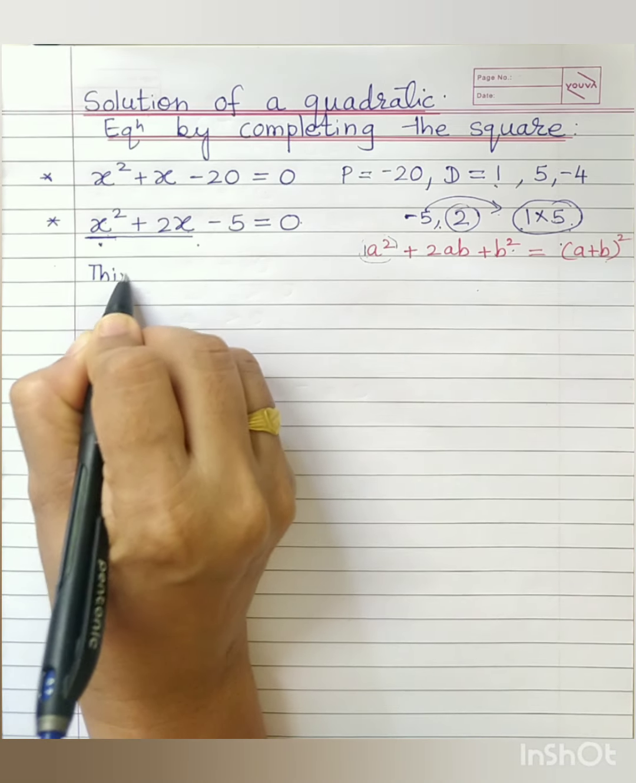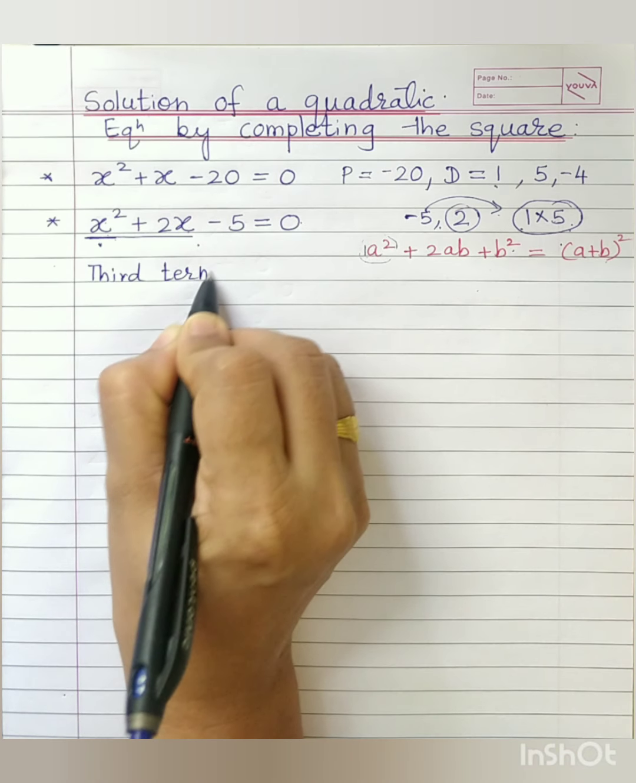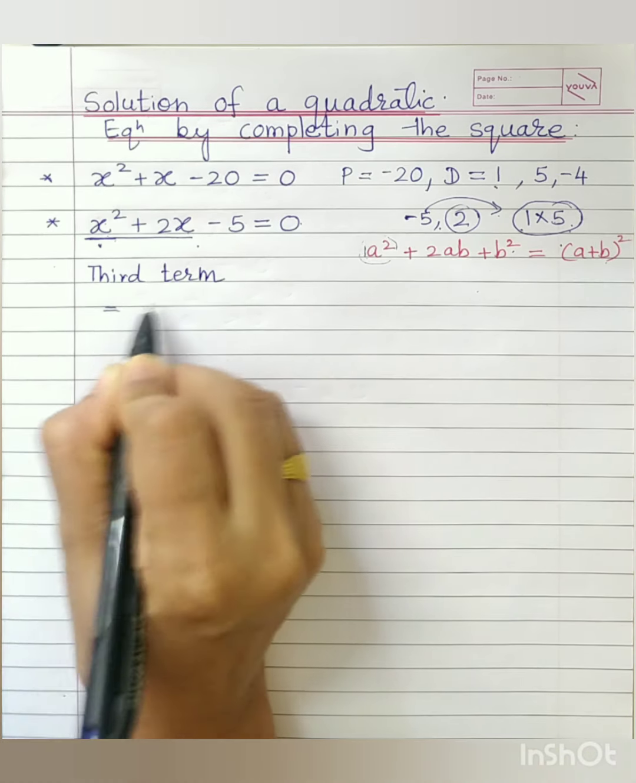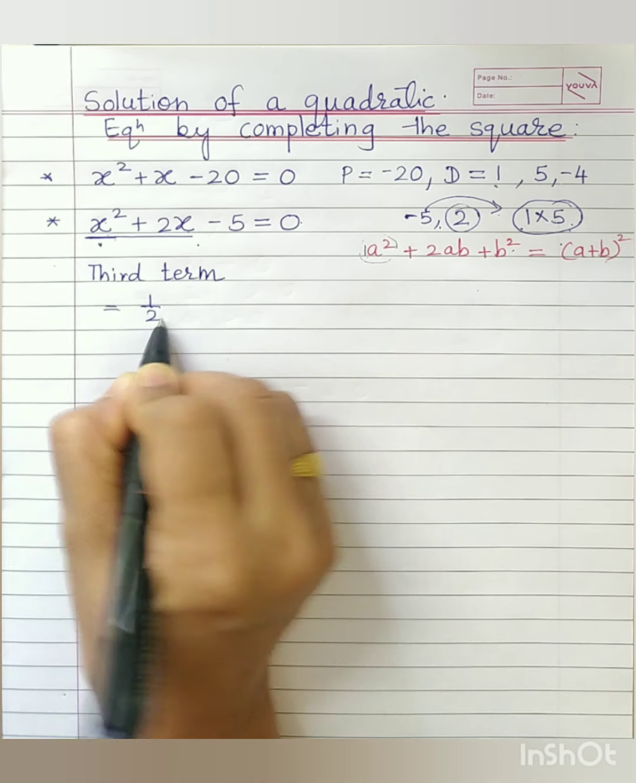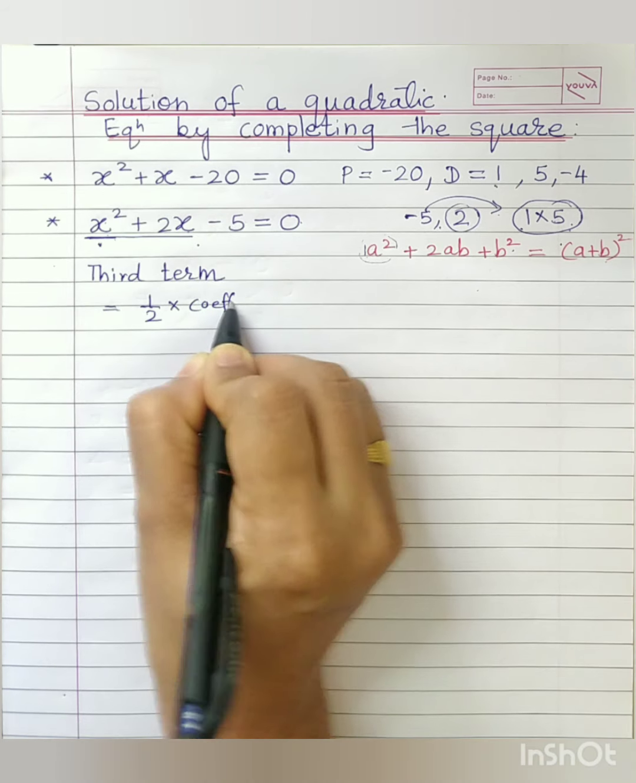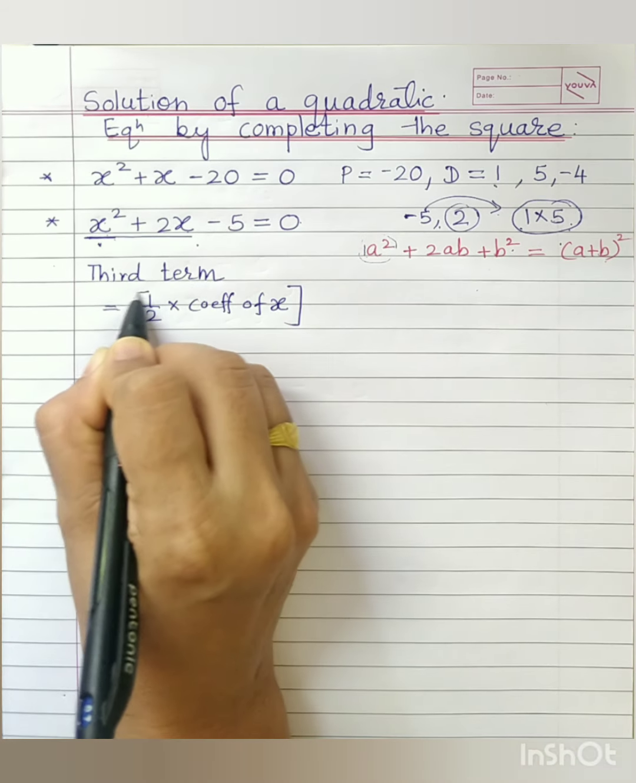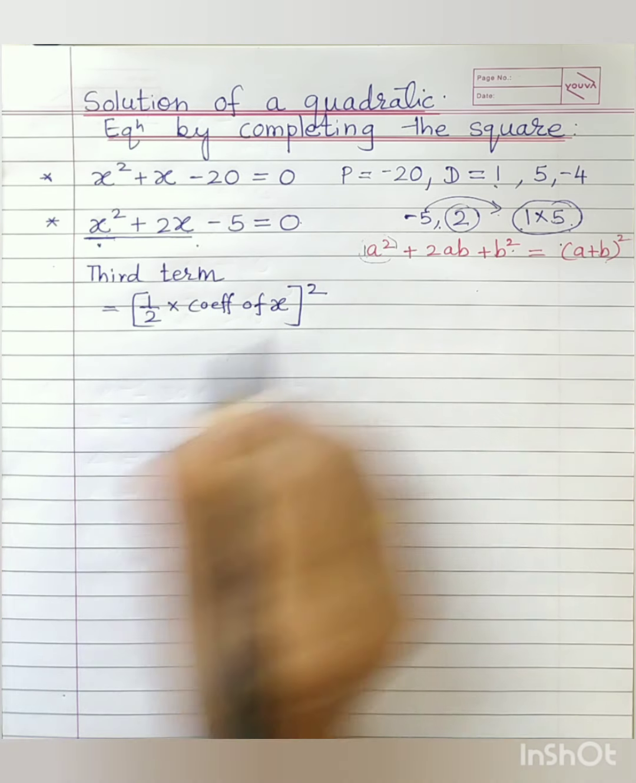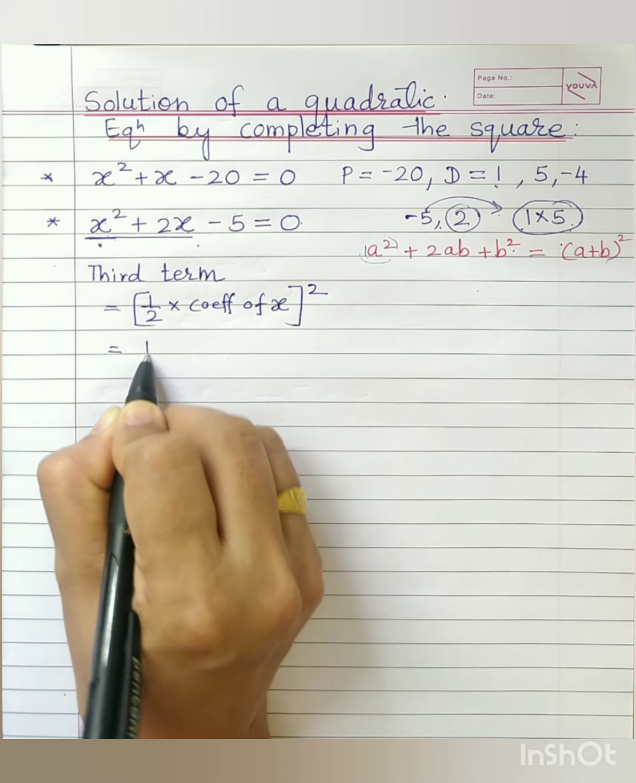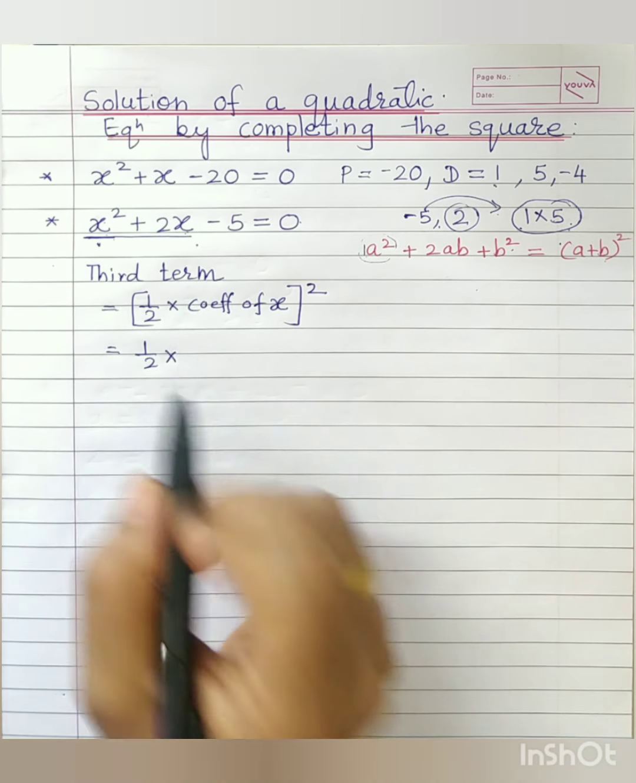There is a formula. I will show you the formula also, and I will show you the reason for that also. The third term is half into the coefficient of x, the whole square. So here what will you be doing? Half. What is the coefficient of x here? 2.